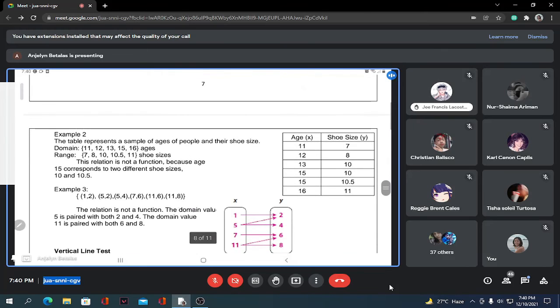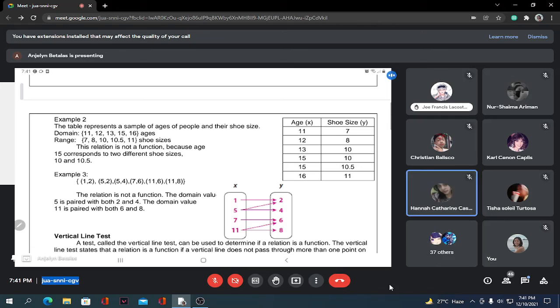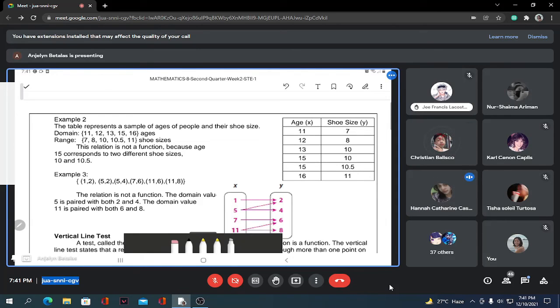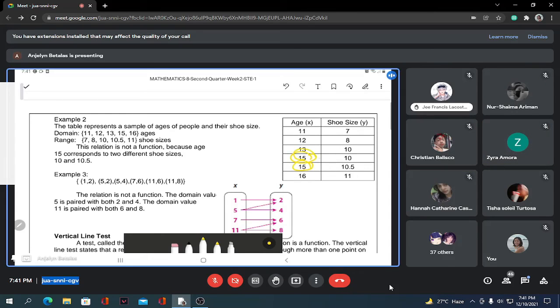So number 2, kini 11, 12, 13, 15, 15, 16. Is this a function? No. Kita mo nila. Ano man? Kaya balik-balik ang 15. Balik si 15. Duha na yung partner si 10 o 10.5. So, di siya pwede. Okay, next.